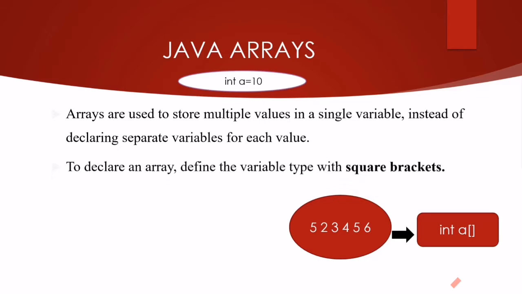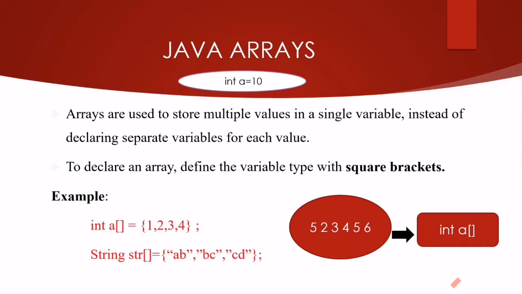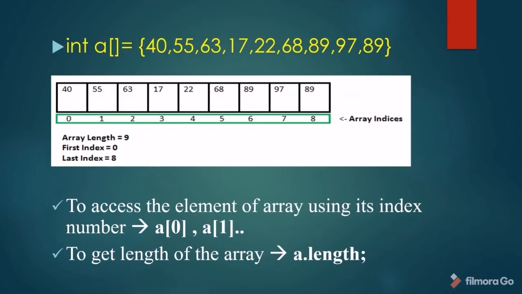How to declare an array: by using square brackets. Example, int a[] = {1, 2, 3, 4}. We need to write the values within braces, and each value should be separated by commas. Then String str[] = {...}, same like that we keep square brackets and then braces, and the values should be separated by commas. Now let's see how values are stored in an array.